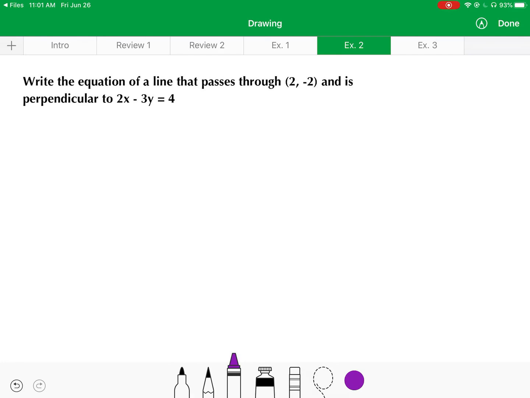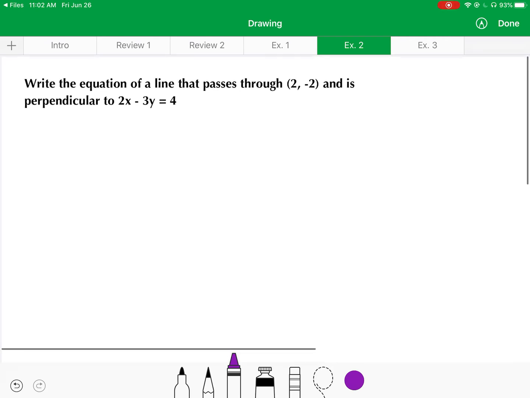Now let's look at how we can write the equation of a line based on some given information. So we'd like to write an equation for a line that passes through (2, -2) and is perpendicular to 2x minus 3y equals 4. So we know the point that we want our new line to have. We don't know anything else directly about it other than it's supposed to be perpendicular to this equation that's given. So if we find the slope of that equation, we can use the fact that perpendicular lines have slopes that are opposite reciprocals to help us determine our new line's slope and then give us the equation.